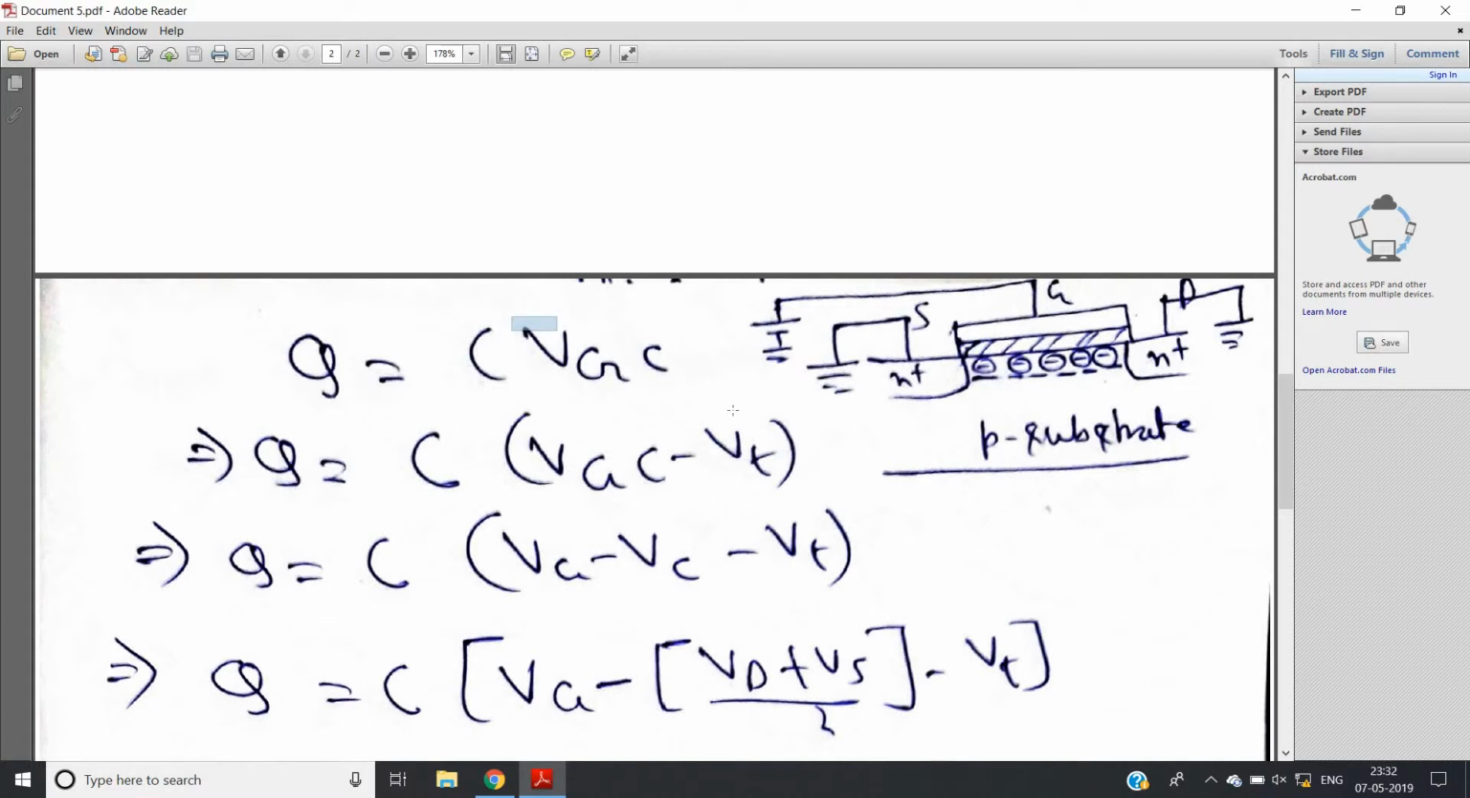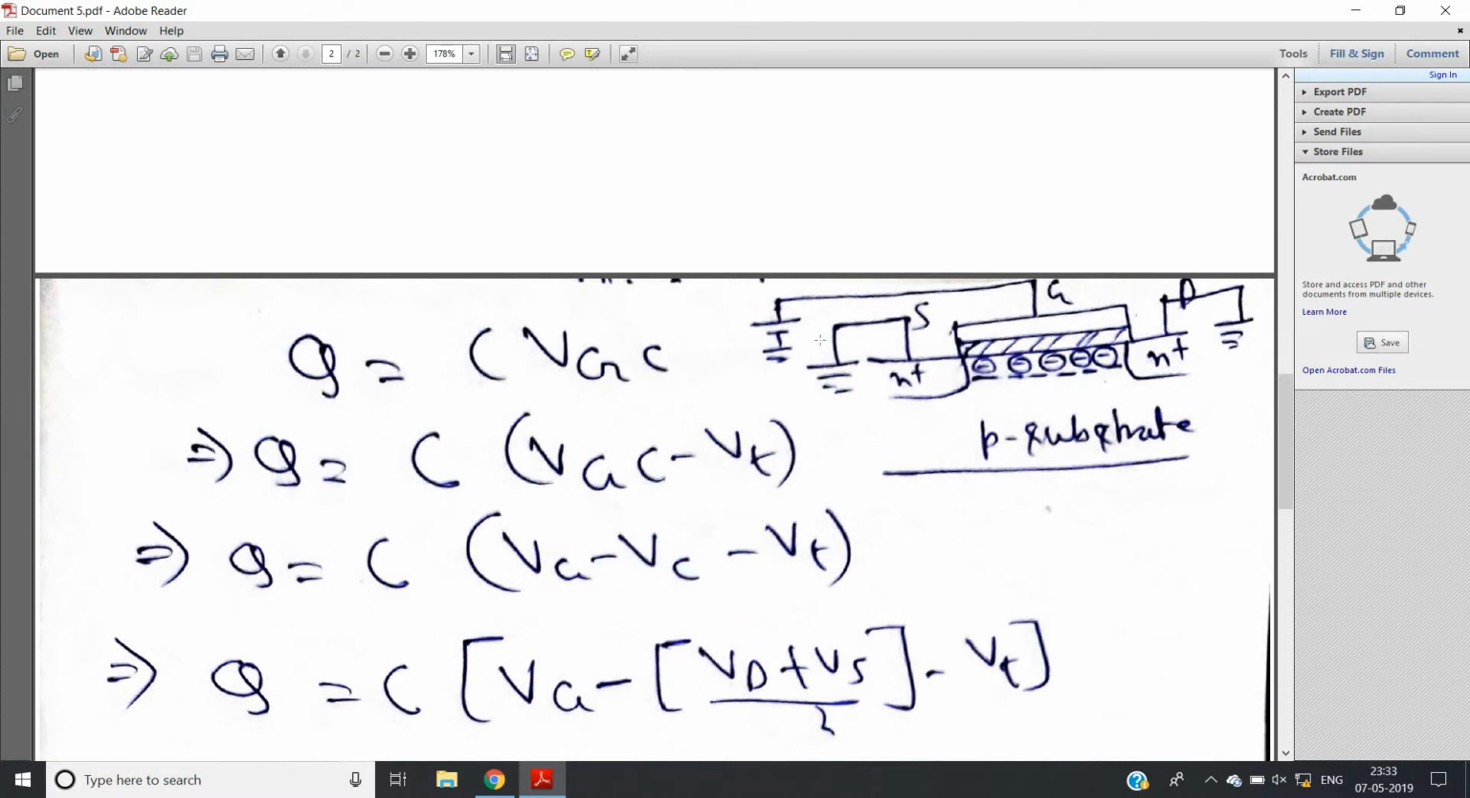But will it come as VGC? No, because VT amount of voltage is already dropped due to channel formation. So the formula becomes Q equal to C into VGC minus VT. Now simply you can write VGC as VG minus VC, so Q is equal to C into VG minus VC minus VT. Now VG is what we are applying directly, the positive potential at the gate. The question is, what is VC, or the channel voltage?